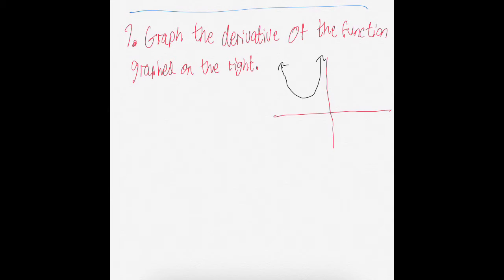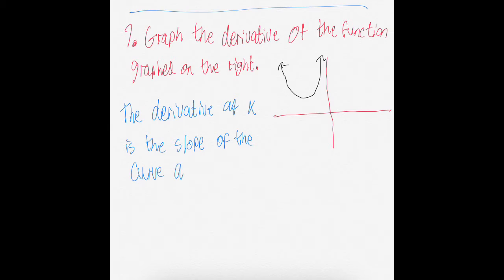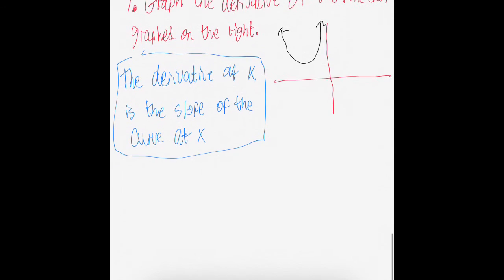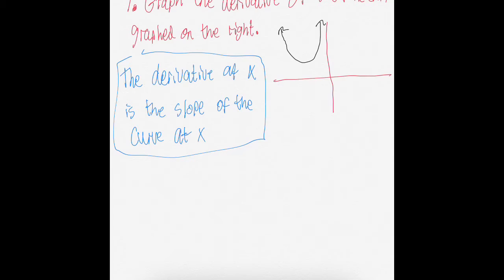So the point which I want to emphasize here, and we'll get there in just a second, is that the derivative at x is the slope of the curve at x. Slope of the curve at x. Okay, this is really the key idea which this problem aims to get at.